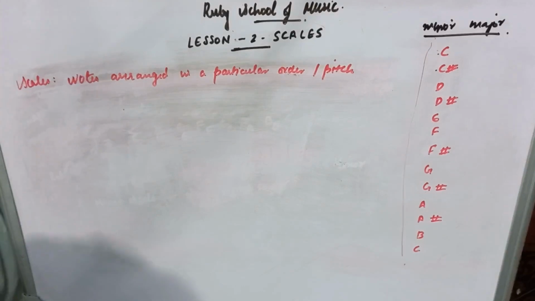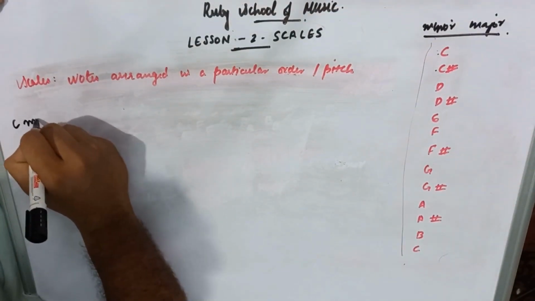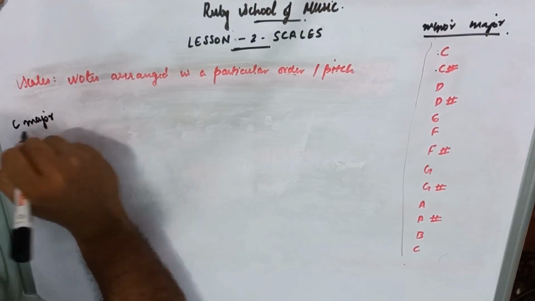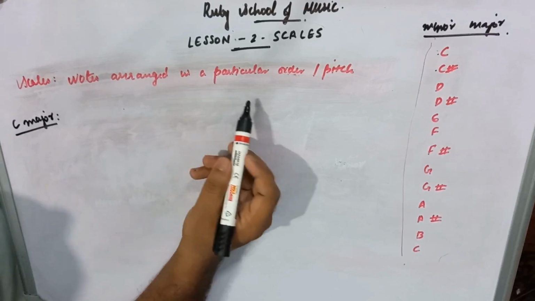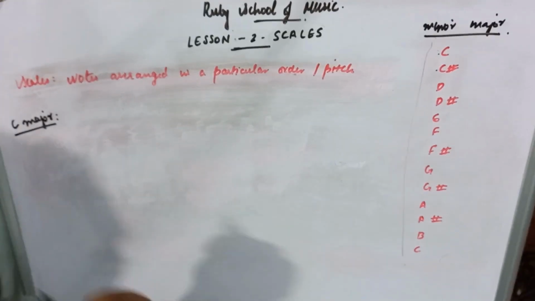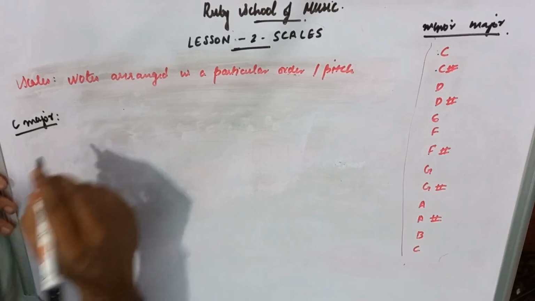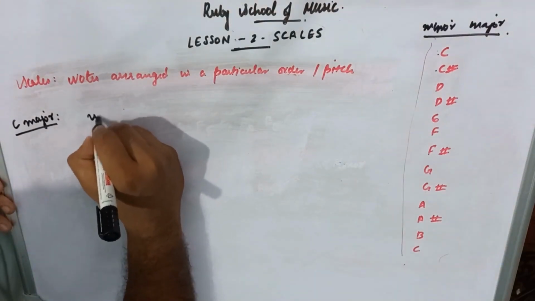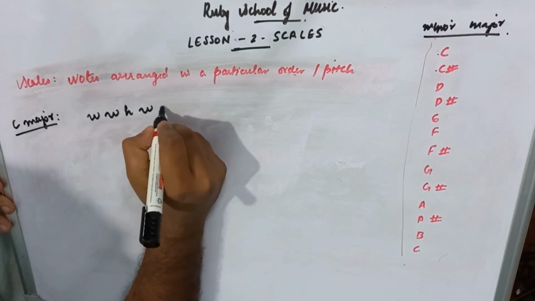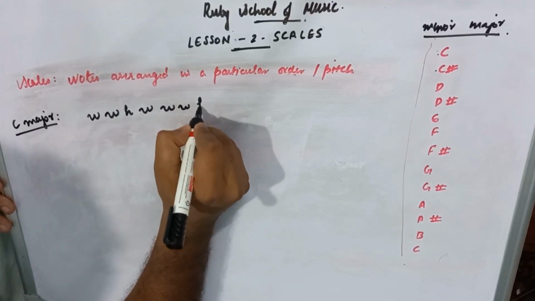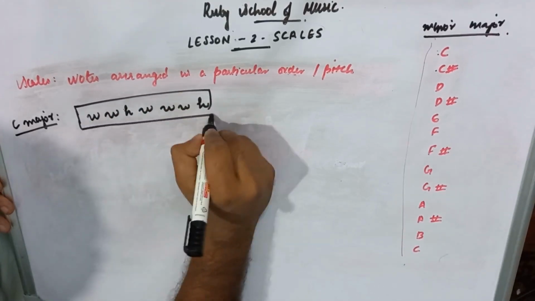So we look at C major right now. For C major, I told you that notes are arranged in a particular order or pitch. So we'll go with the order. For major scales, the order is whole, whole, half, whole, whole, whole, half. Learn this by heart.